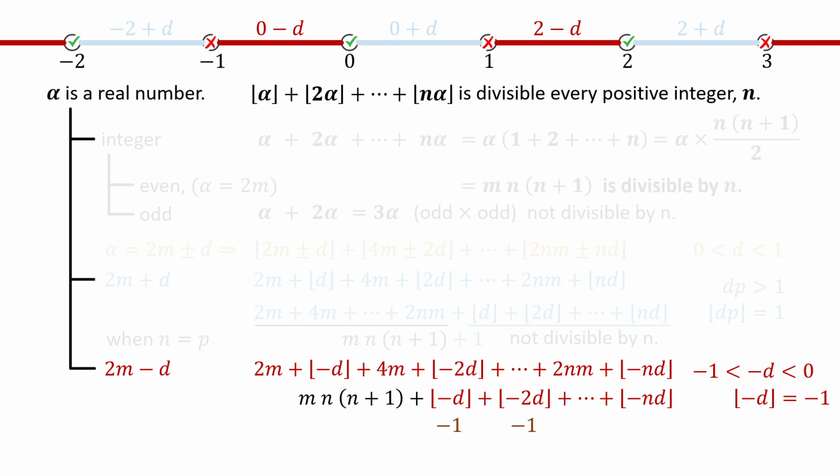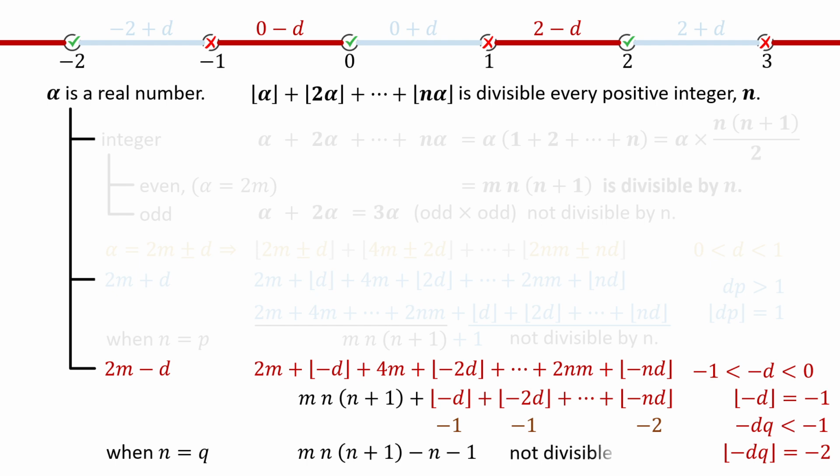As the value of n increases, at some point, the value of negative d times an integer, let's say q, is less than -1. Then the floor of negative d times q is -2. When n equals q, the expression becomes mn times n plus 1 minus n minus 1. Minus n minus 1 is not divisible by n, where n equals q.